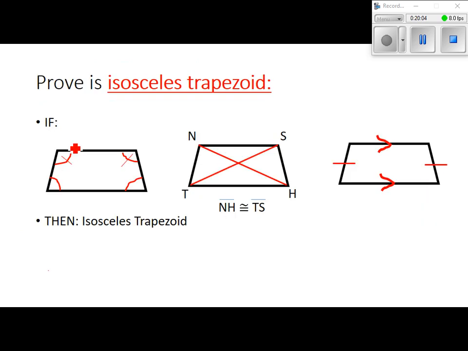To prove something is an isosceles trapezoid, if you can show that these angles are congruent, these angles are congruent, then it's an isosceles trapezoid. If you can show that the two diagonals are the same length, then it's an isosceles trapezoid. If you can show that these two sides are parallel and the other two sides are congruent, then it's an isosceles trapezoid.